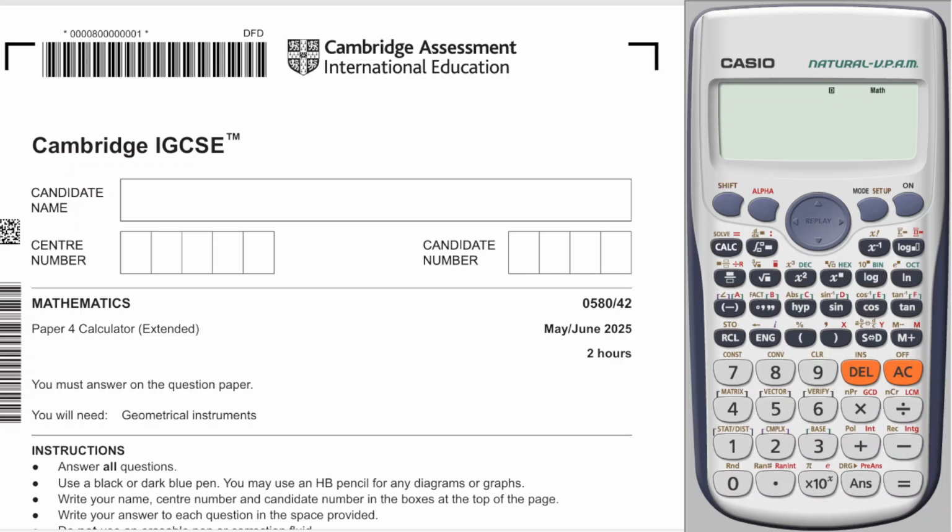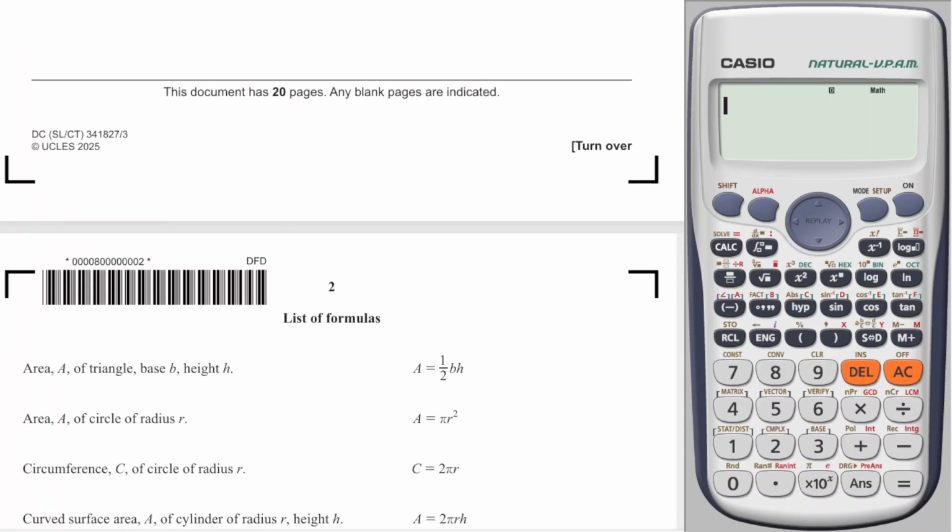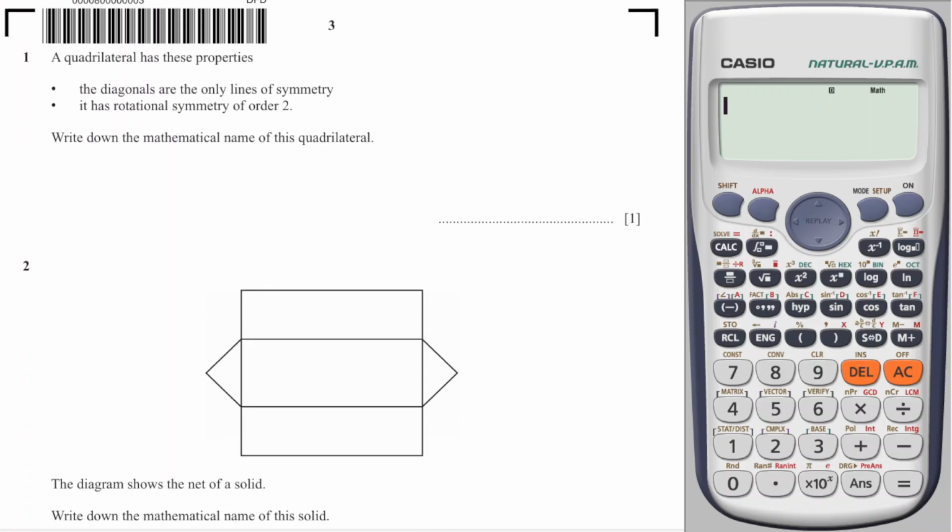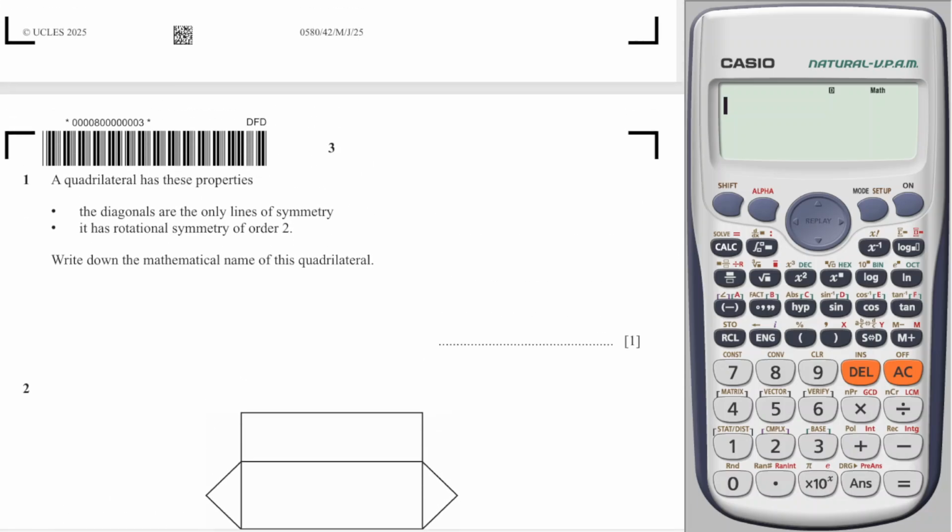Hello students, today we are going to discuss the IGCSE Maths 0580/42 paper, May-June 2025. It is a calculator paper, so we are going to solve these questions.